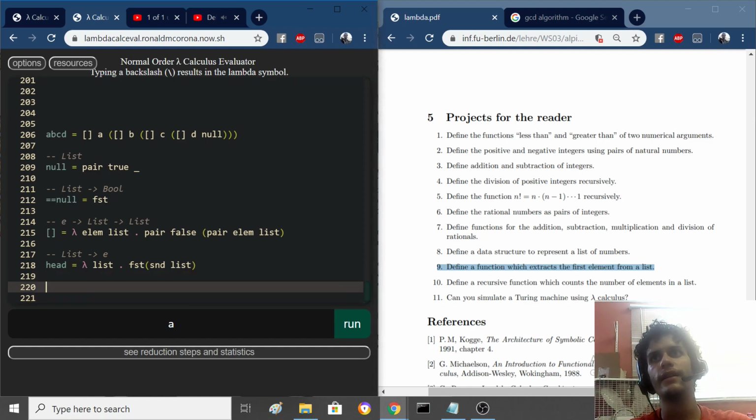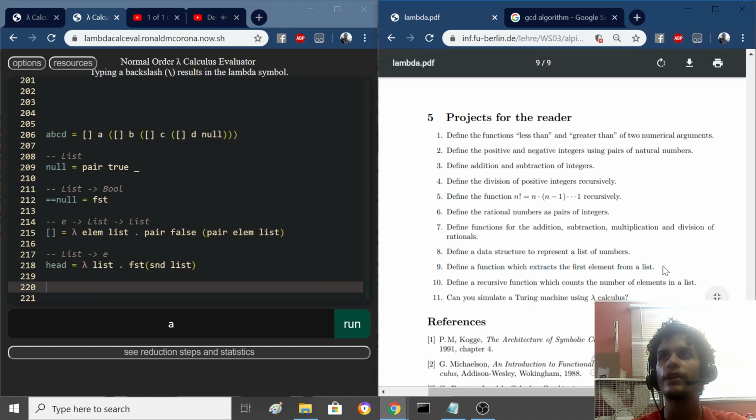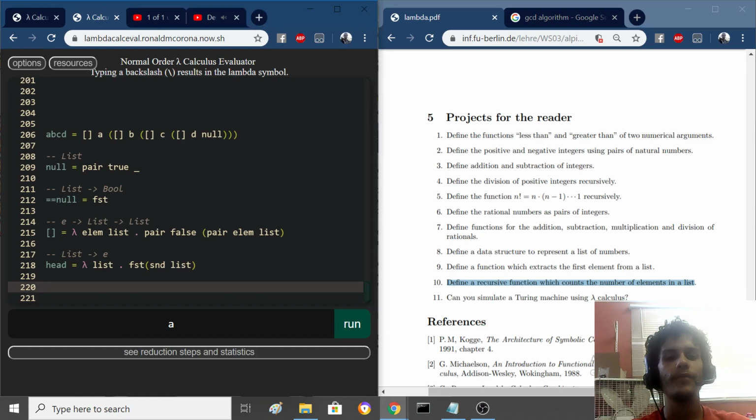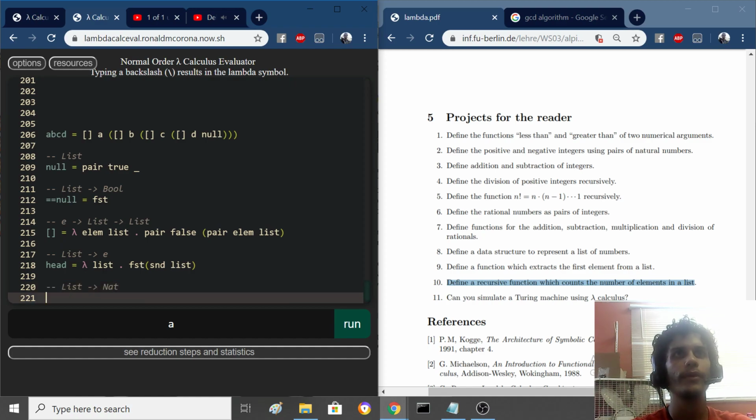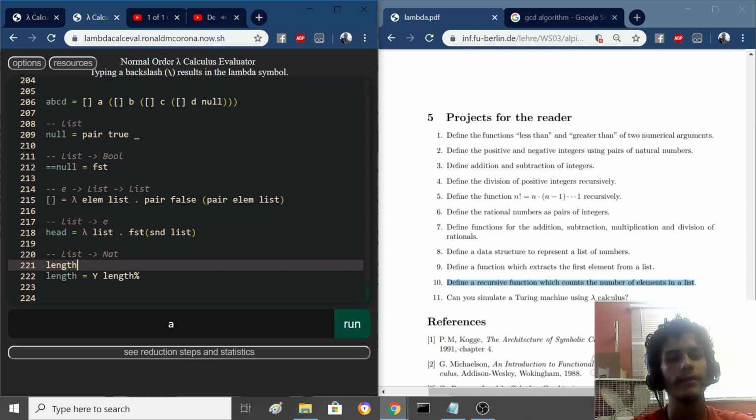Alright, but now what it's asking us to do is define a function which counts. It's a recursive one. I don't see how to do it without recursion. It counts the number of elements in a list. So the type of it will be a function that takes a list and returns a natural number. I'll just call it length. It takes a list. Really, I could just say it's the Y combinator applied to the recursive function that actually calculates the length of a list, and that function will be defined like this.